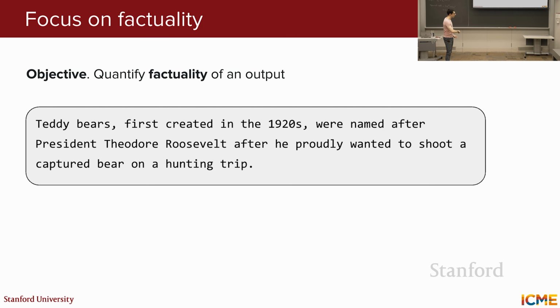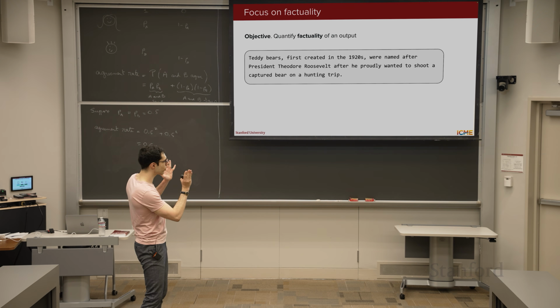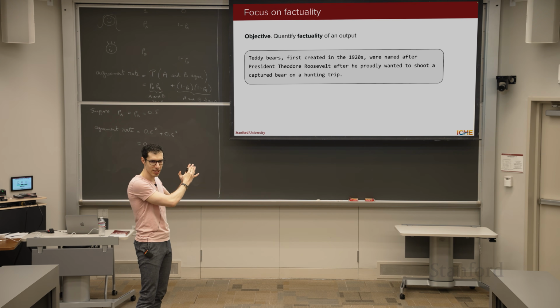And I'll give you just a setting. So let's suppose we have some text output, and our goal is to quantify how factual that output is. So I'm going to read the text out loud. Teddy bears, first created in the 1920s, were named after President Theodore Roosevelt after he proudly wanted to shoot a captured bear on a hunting trip. So what we want is to quantify how factual that piece of text is.